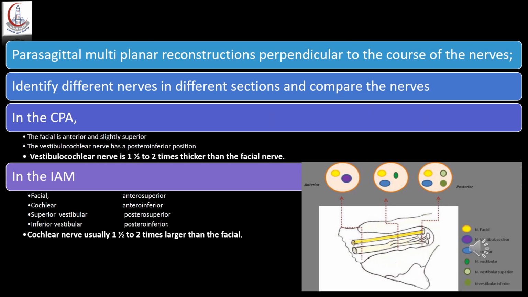Another useful sequence is the parasagittal cut, which follows the nerve from the brainstem through the cerebellopontine angle into the internal auditory canal, and we can here see all the nerves going from the brainstem into the inner ear, including the facial, nervus intermedius, the vestibular nerve, and the cochlear nerve, and we can follow them up and measure their diameters and compare the diameters to know whether this cochlear nerve is normal or abnormal.